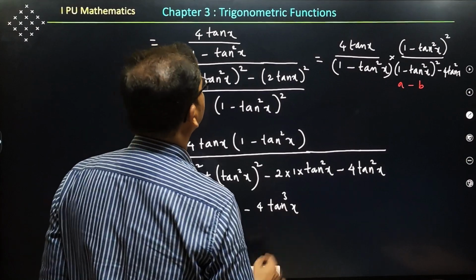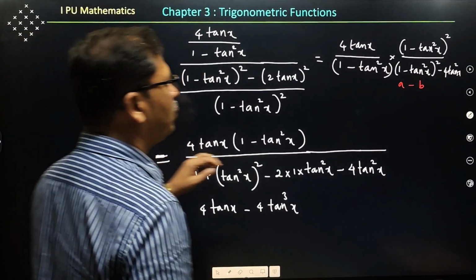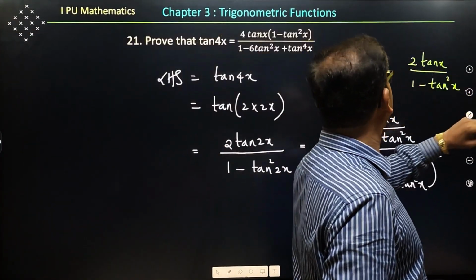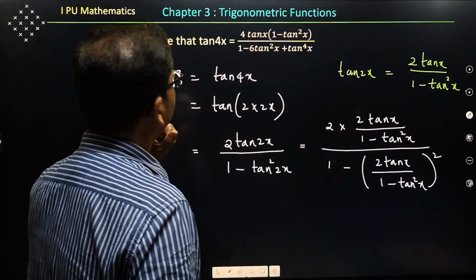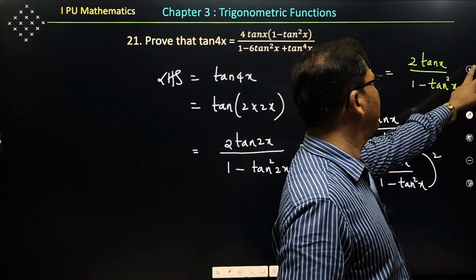I don't know whether it will be cancelled or what we need to prove actually. Say 4 tan x into bracket 1 minus tan square x is the numerator.